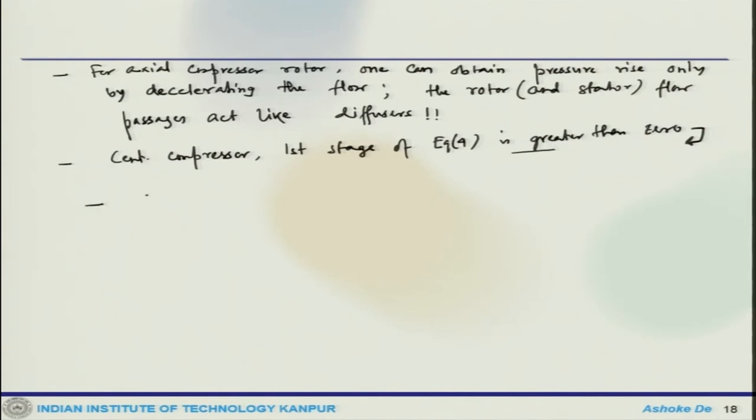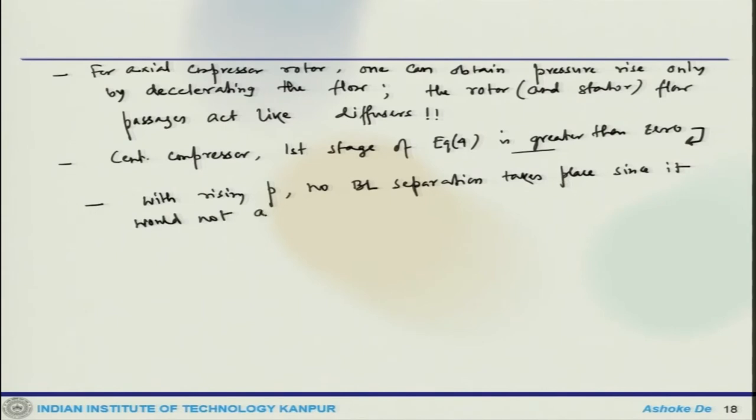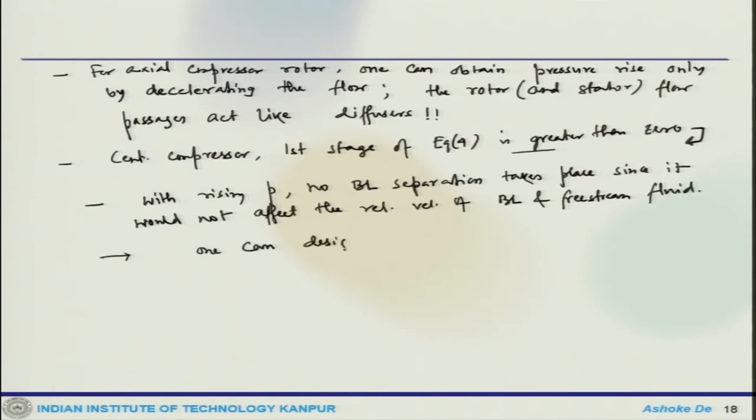That means with rising p, no boundary layer separation takes place, since it would not affect the relative velocity of the boundary layer and the free stream fluid. So, while doing the design, one can design the system by reducing W.